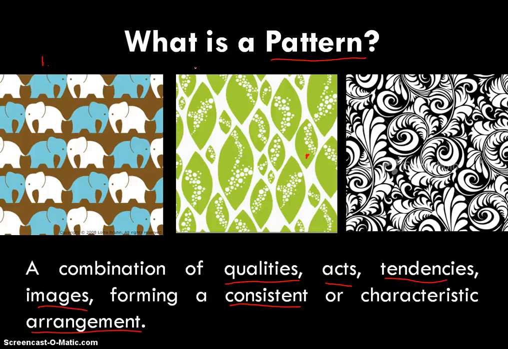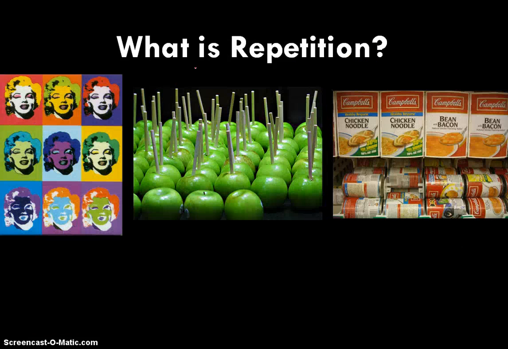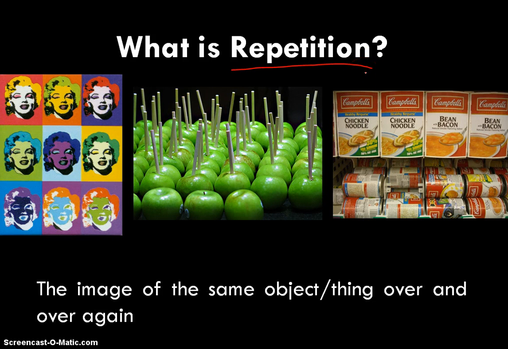Now, to create a pattern, one of the key words that Desiree said was repeating. So that's something important that we need to remember, because you're not only going to be creating a pattern, but you're also going to be repeating. So how would you tell somebody what repetition is without using the word repeating? How would you define that for somebody? That's a little bit tougher, isn't it? Okay, so repetition, pretty simple: an image of the same object or thing over and over again.